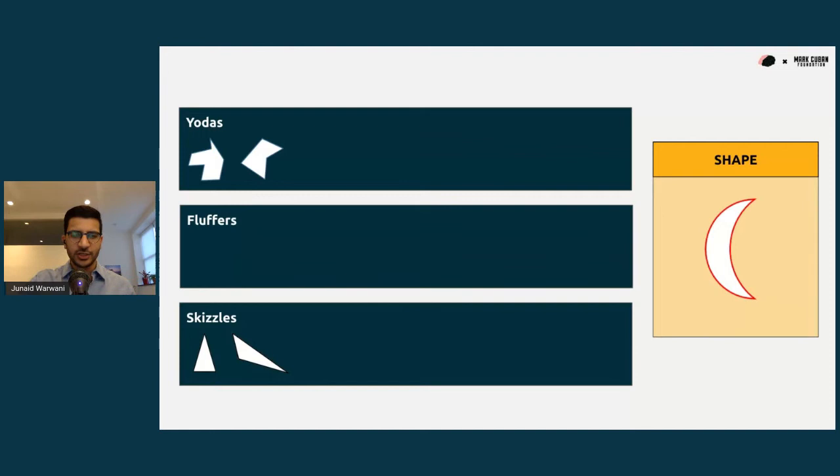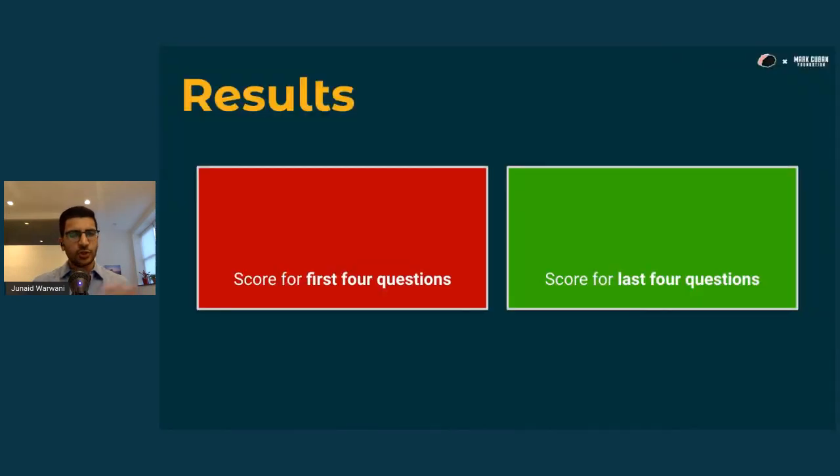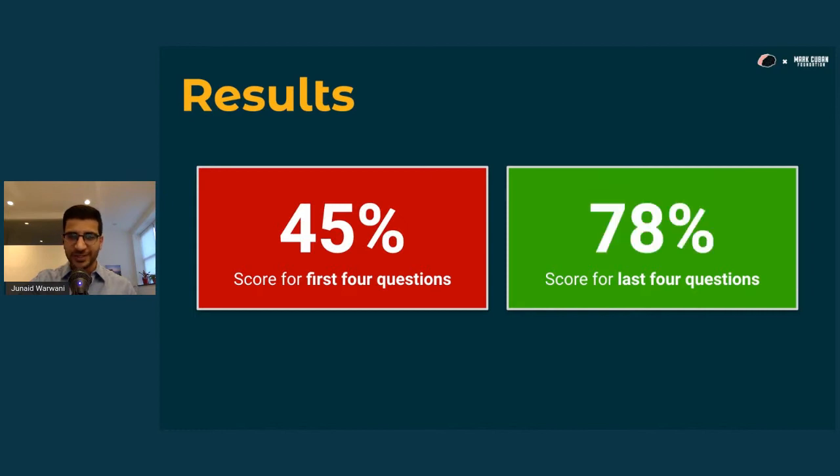And then afterwards, we looked at the scores that you guys had. And specifically, we looked at the score you had for the first four questions you saw and the scores for the last four questions you saw. And there's something really interesting here. The first four questions, you scored an average of 45%. The last four questions, you scored an average of 78%.